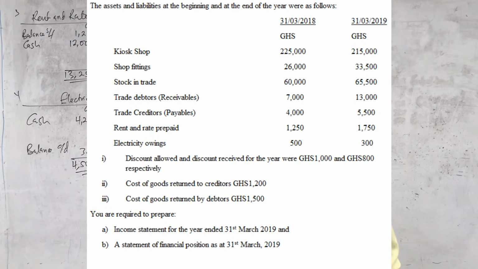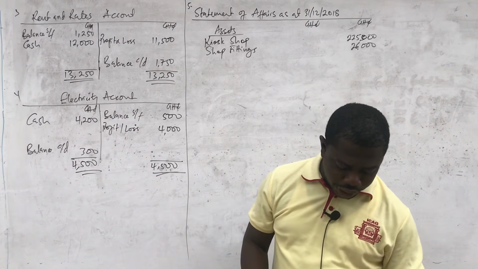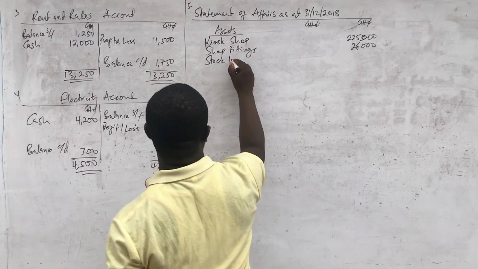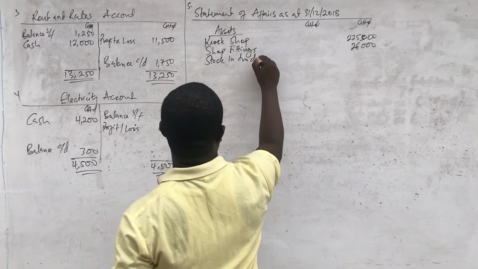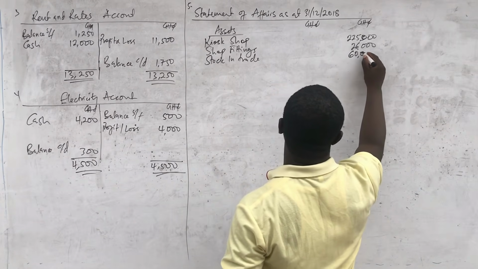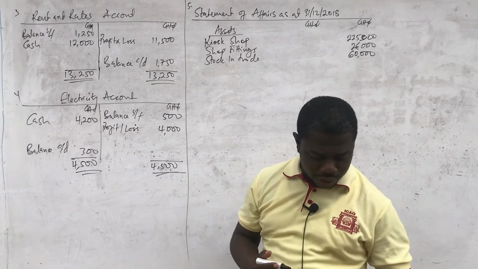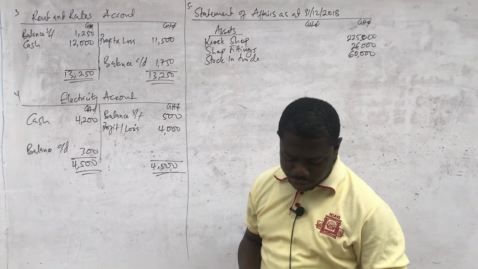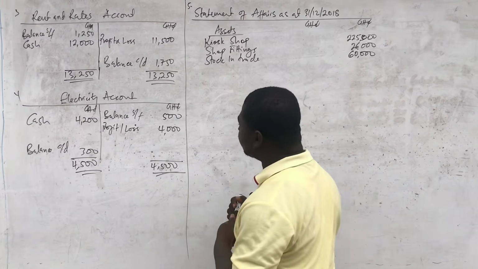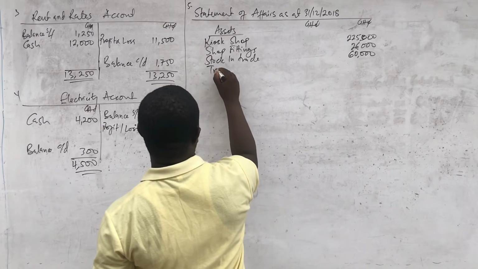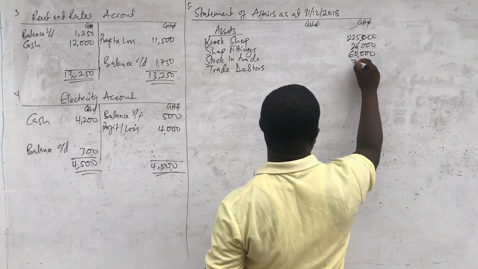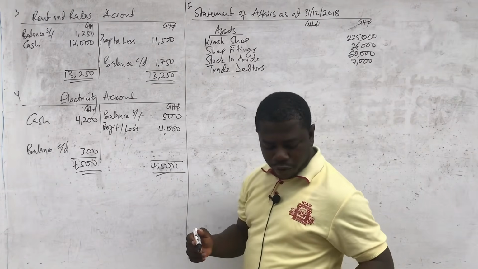And then we have trade debtors, stock in trade and all that. Now, stock in trade is 60,000. So we have stock in trade, inventory, at the beginning to be 60,000. And then we have trade debtors. This is the opening balance for the debtors to be 7,000. That is receivables. So trade debtors or receivables at the beginning to be 7,000, receivable from debtors.